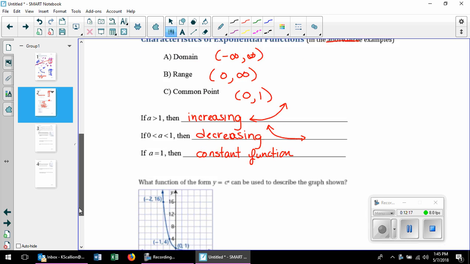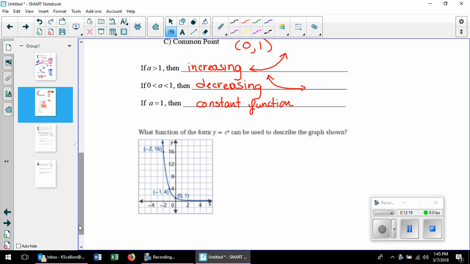I give up. Okay, what are we supposed to do here? Oh, constant function, this results in a horizontal line. Did you? Oh, comments required.